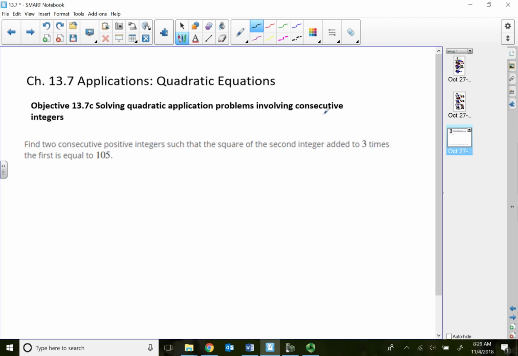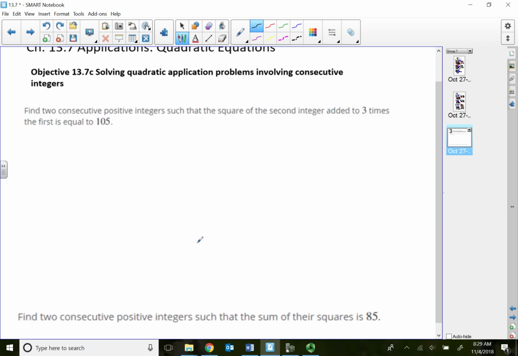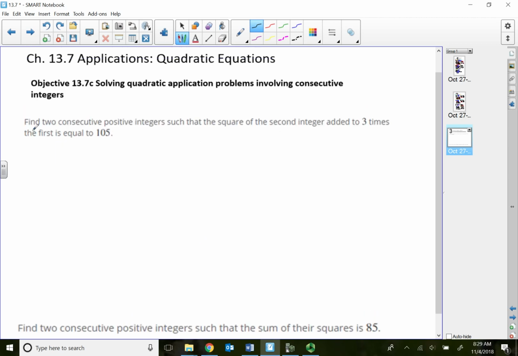As you can recall back in module 9, we covered consecutive integers and consecutive even and odd integers. Find two consecutive positive integers. It does not say even and odd here, so just a regular consecutive integer. The first number is always going to be x. The second one will simply be x plus 1, right? Back-to-back integers.